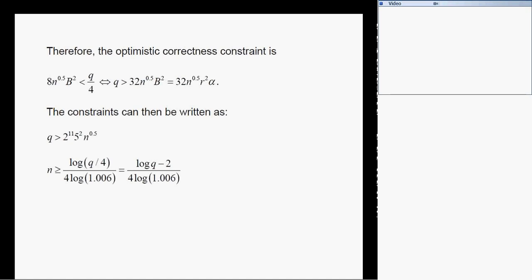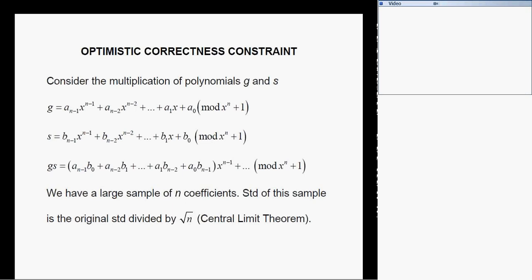So the reason why we got square root of n is, we used to have the linear term for n, which corresponded to one multiplication of polynomials. When we perform the multiplication of two polynomials, the standard deviation of the sample involved in the summation for each coefficient of the polynomial is equal to the standard deviation of each term divided by square root of n. That's by central limit theorem.